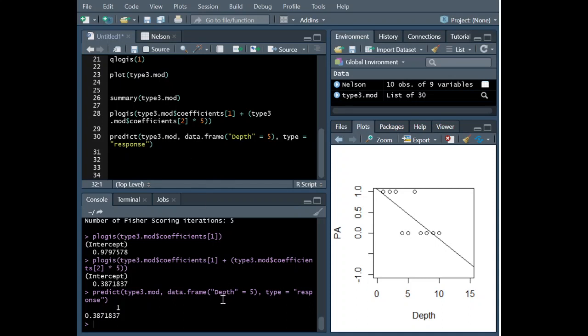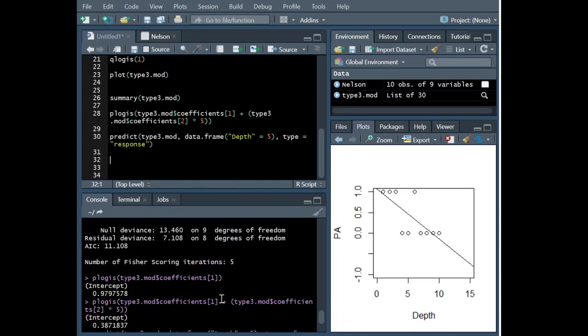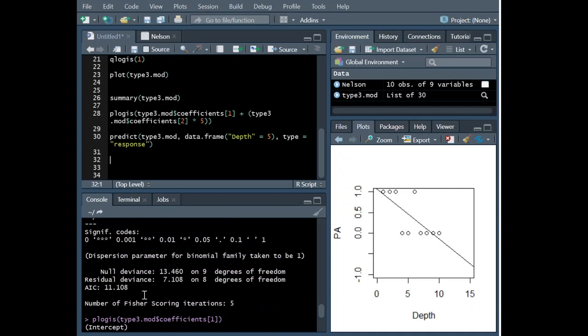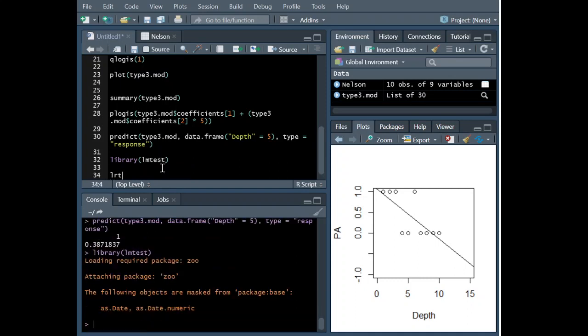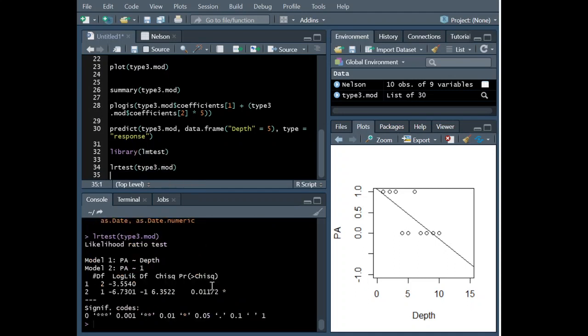And of course, what we need to do then, because there's no model summary p-value or r-squared value or anything like that, is calculate those ourselves. So again, we use the lmtest package, and specifically the lrtest function within it, and we run that on our model, and it tells us our model p-value. All right, comparing our model, PA as a function of depth, to an intercept-only model, PA as a function of 1. That's only the intercept, so there's no slope.